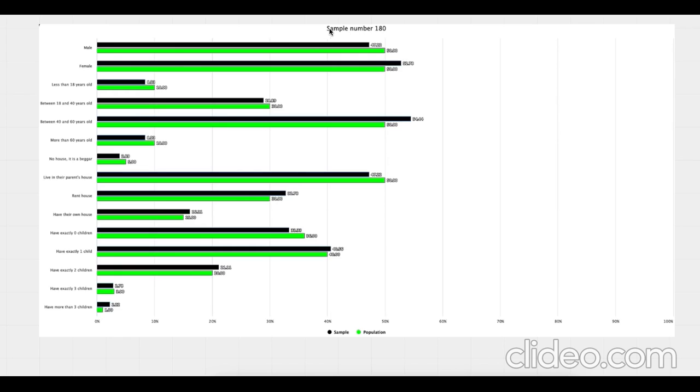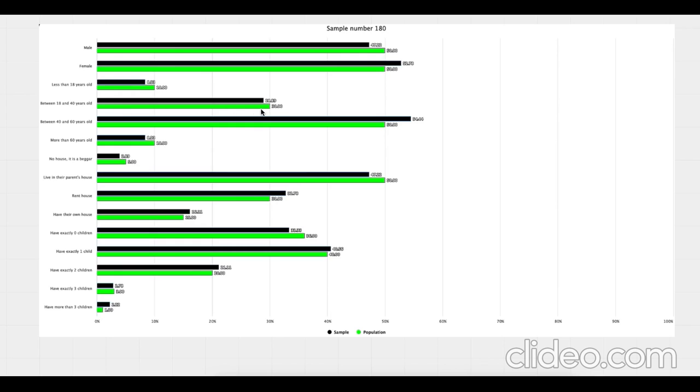You can see here, for example, that we have the sample number 180, and here we have our population. We have decided to distribute this population evenly between gender, 50% male, 50% female. For example, this is the age distribution, less than 18 years old, 10%, between 18 and 40 years old, 30%.